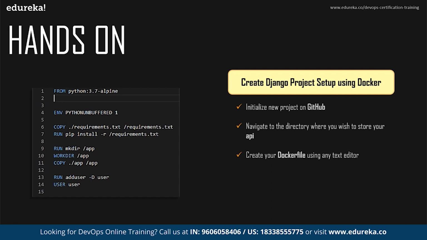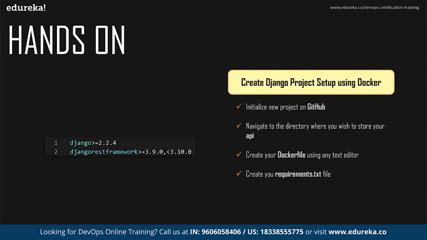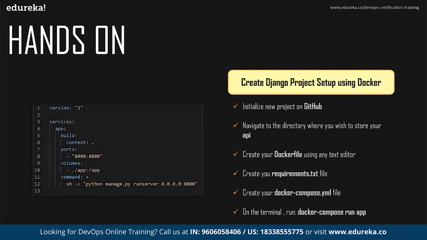There, we are going to create our Docker file using an editor. You can obviously use the VI editor or Nano editor if you please. There, using the editor in our working directory, we are going to be creating our Docker file, our requirements file, and our Docker compose file, which is our YAML file. And then we are going to run our app on the terminal. So this is a basic breakdown of how we are going to create our Django project setup using Docker. So let's go straight to our demo machine and put all of this into action.